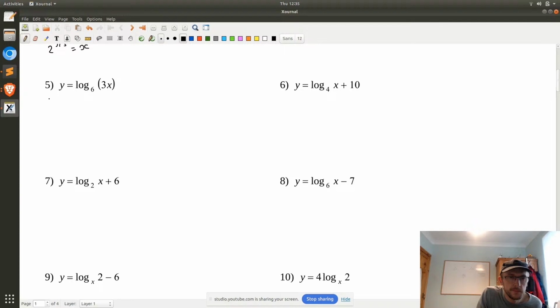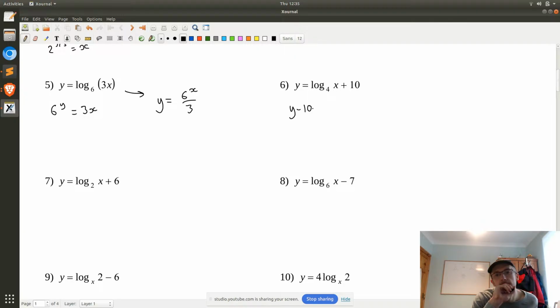Okay. Add 6 to both sides. Divide both sides by 3. So then the inverse is this. Take 10 from both sides.